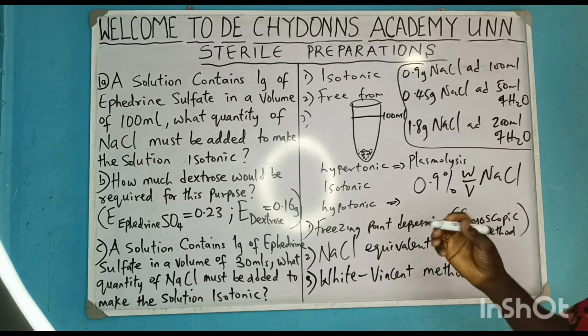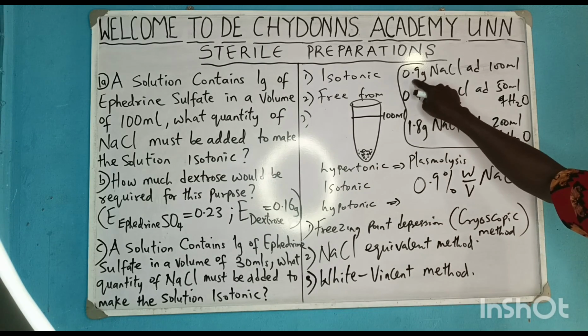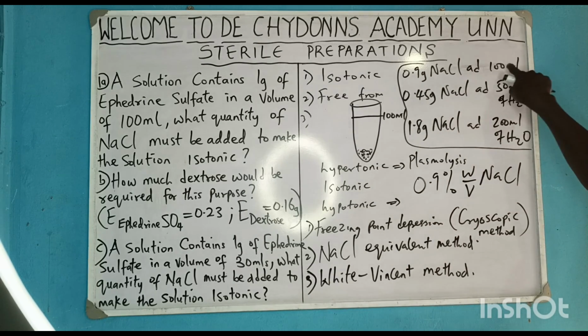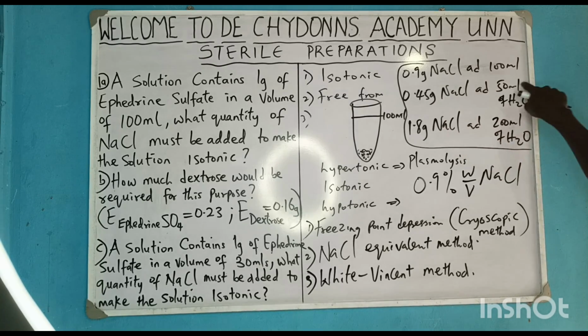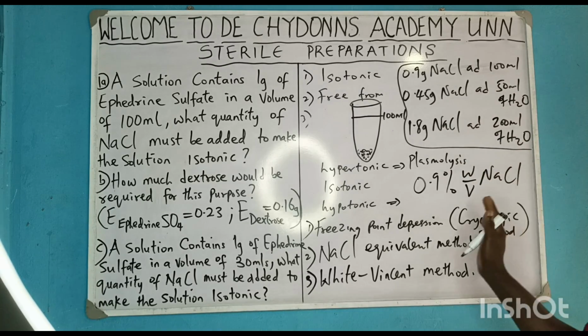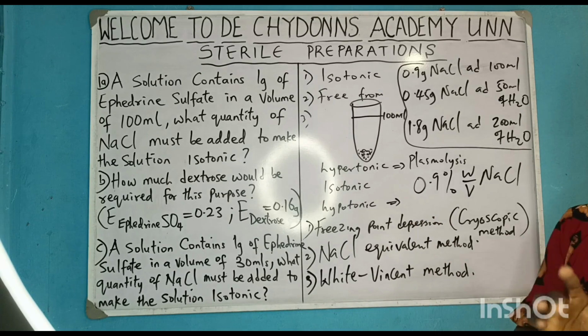Like if you want to make water isotonic, you say 0.9 gram in what? Make it to 100 ml. 0.45 gram of salt, make it to 50 ml of water. That is just it. Are you getting it? Now that water must be a sterile water, so to speak.